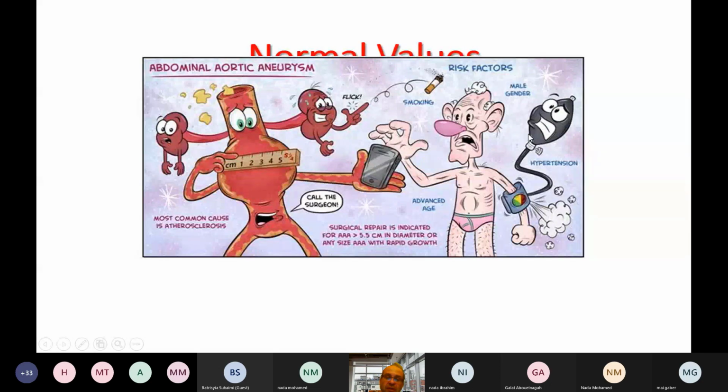If you have a patient with hypertension, who is a cigarette smoker, about 60 years old, then you have to think about an abdominal aortic aneurysm. And as you see, the aorta is very enlarged because it reaches 5.5. Whenever your aneurysm reaches 5.5, it is an indication that you have to start treatment.